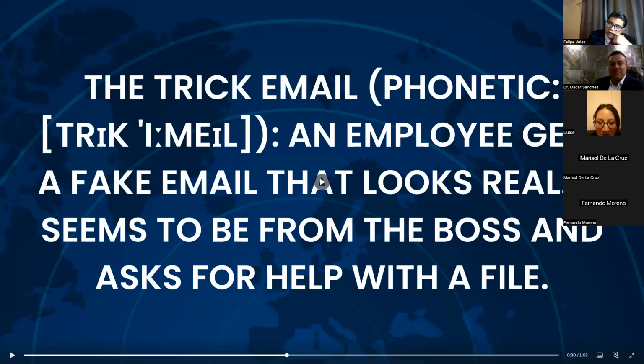Ahora, después de mí, Dulce. The trick email. Muy bien. An employee gets a fake email. Entonces, usamos verbo en simple present. I, you, he, she, it. Verbo en simple form. Complement.